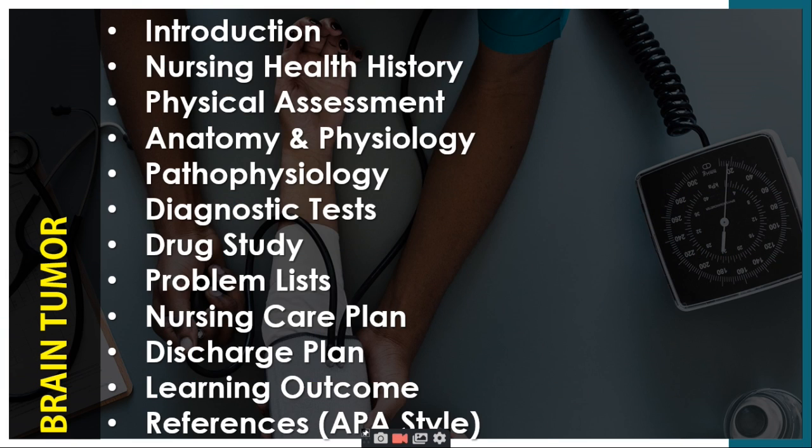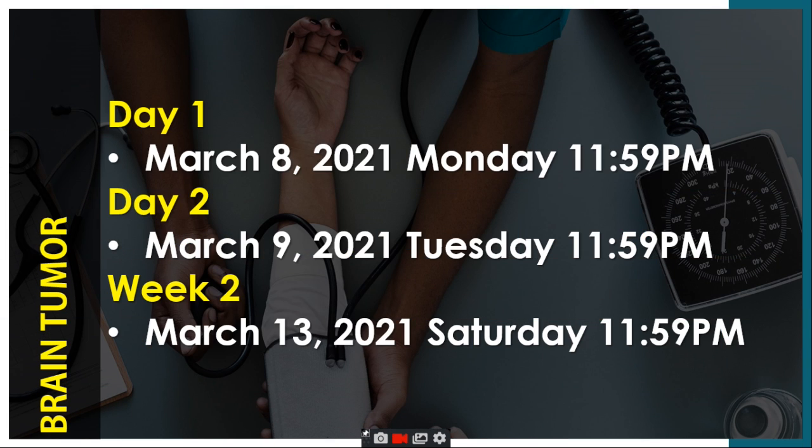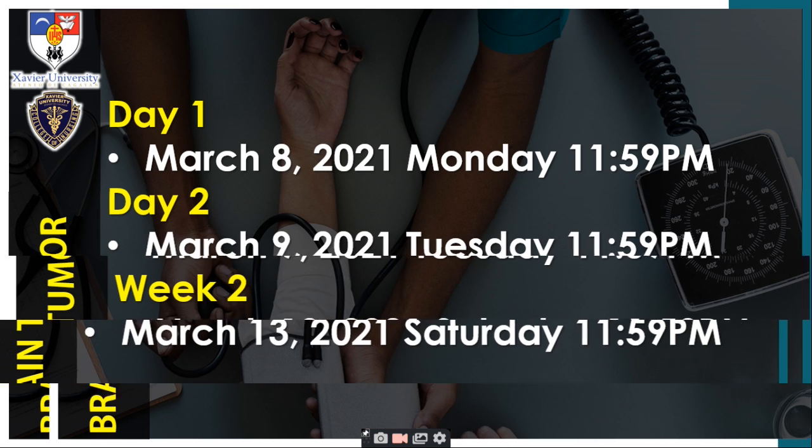Weekly requirements include your introduction, nursing health history, physical assessment, anatomy and physiology, pathophysiology, diagnostic test, drug study, problem list, nursing care plan, discharge plan, learning outcome, references, and that has to be in APA style. Deadline of submission for day 1, March 8, 2021, Monday, 11:59 p.m. Day 2, March 9, 2021, Tuesday, 11:59 p.m. And for the week 2 requirements, deadline is March 13, 2021, Saturday, 11:59 p.m.